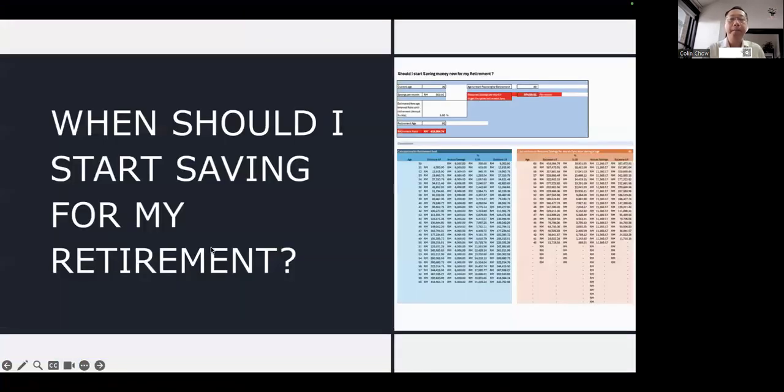So when should I start saving for my retirement? Of course, like I said earlier, the earlier the better, because we can take advantage of the time that is available in the miracle of compound interest. Okay, so this is another model.